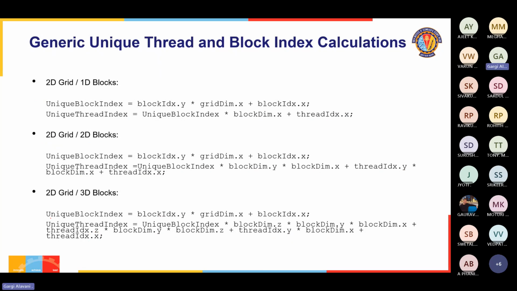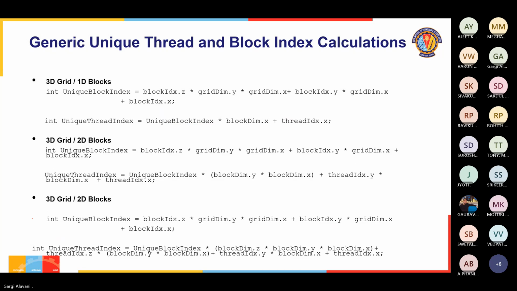For a 2D grid of 1D blocks, the unique block index will be calculated as blockIdx.y times gridDim.x, plus you have to add blockIdx.x. The unique thread index will be calculated as unique block index times blockDim.x plus threadIdx.x, and so on. Similarly for a 3D grid of 1D blocks, 3D grid of 2D blocks, and so on.